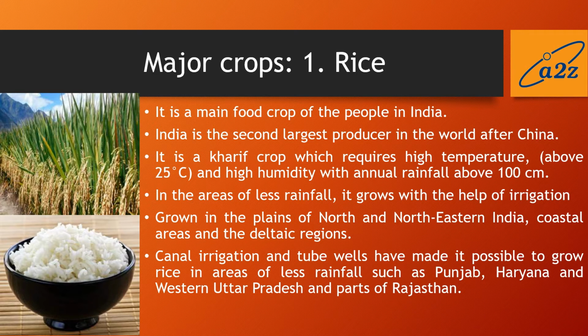Grown in the plains of north and southeastern India, coastal areas and the deltaic regions. Canal irrigation and tube wells made it possible to grow rice in areas of less rainfall such as Punjab, Haryana and western Uttar Pradesh and parts of Rajasthan.